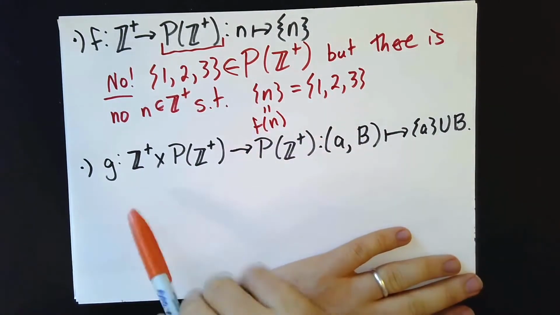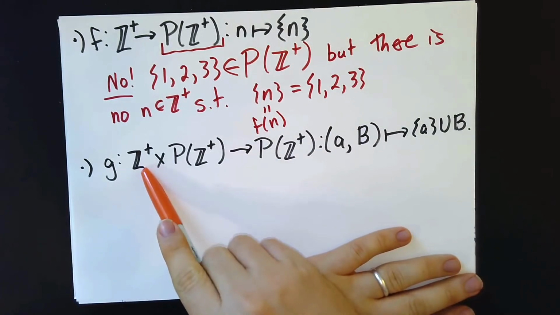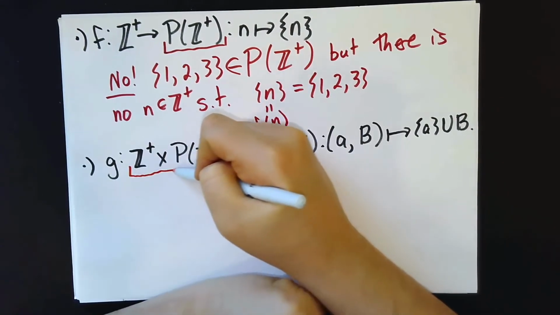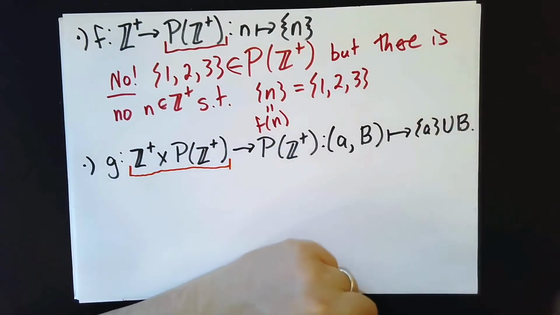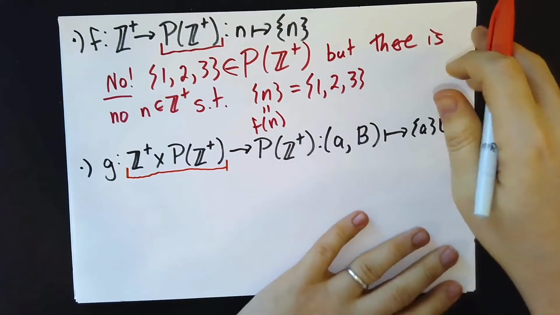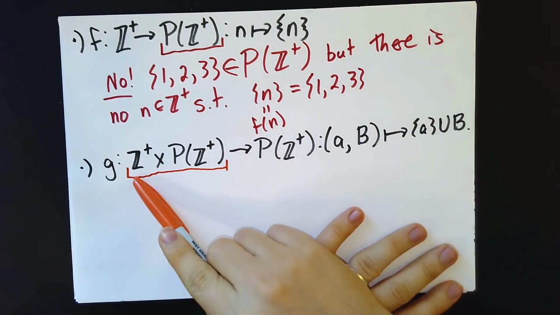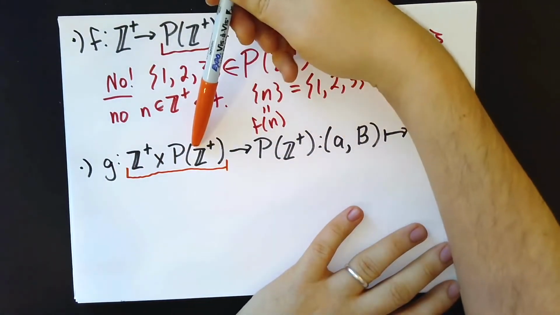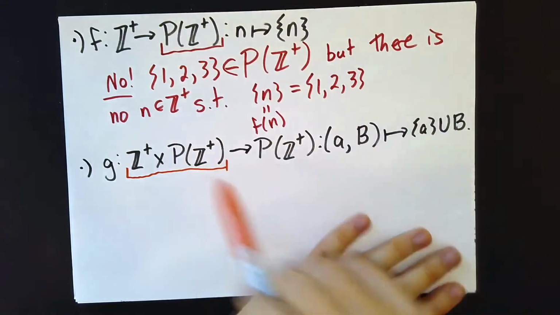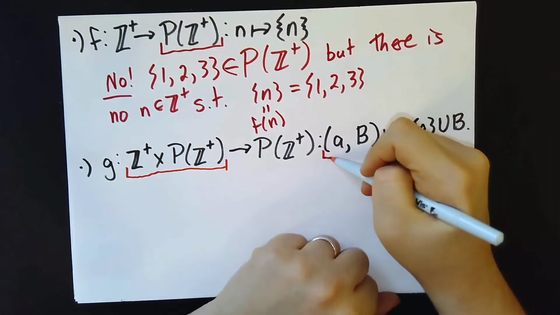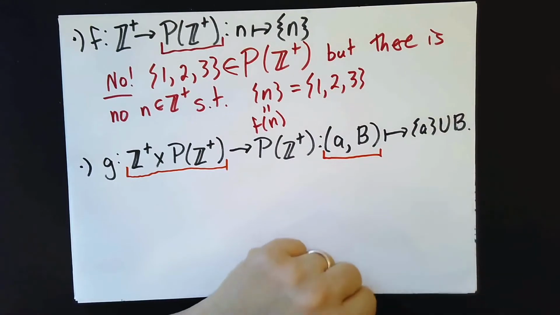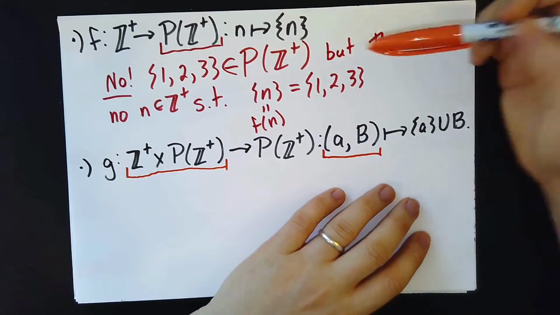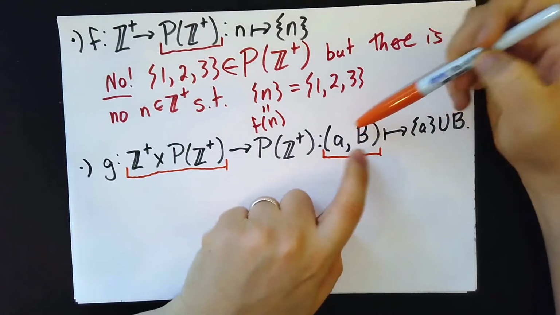Our domain in this case is the Cartesian product of the positive integers and the power set of positive integers. So what does an element of that Cartesian product look like? Well, it looks like a positive integer, comma, a subset of the positive integers. And that's why, when I write an element to describe the function, I have written it as little a, comma, big B, just to emphasize to you and to myself that this thing is an integer, but this thing is a set.